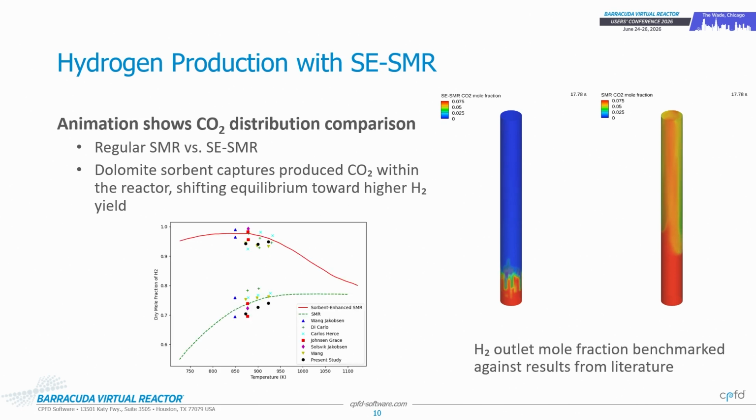Can we do some quantitative comparisons? Yes, we can. I've got a plot here, temperature, dry mole fraction. These dots all here are for your steam methane reforming. This is for your sorbent-enhanced case. The black dots are from Barracuda. And all the other dots are essentially a combination of experiment and CFD results. Okay, so decent confidence. Maybe we can try using it for scaling up.